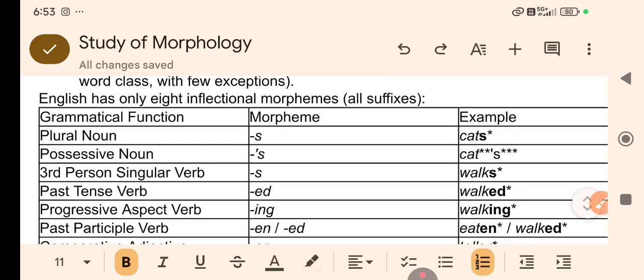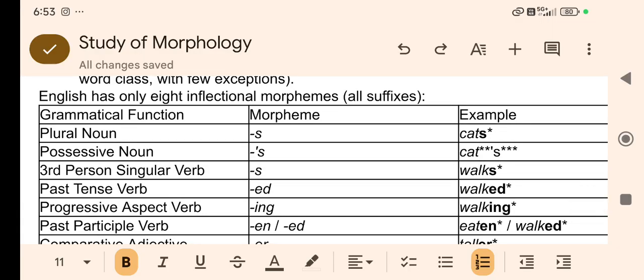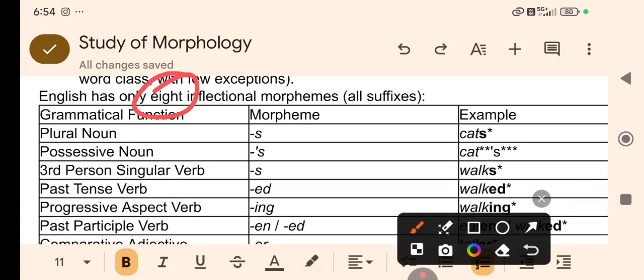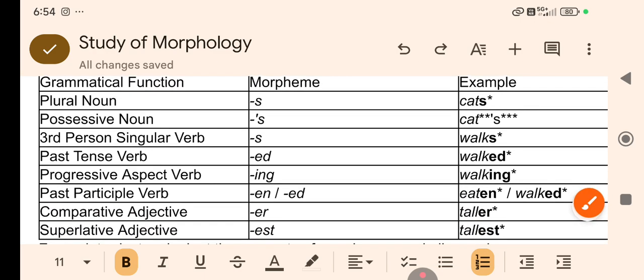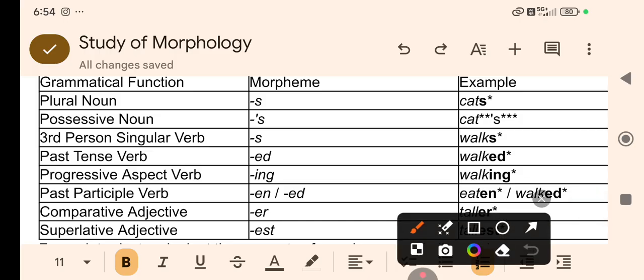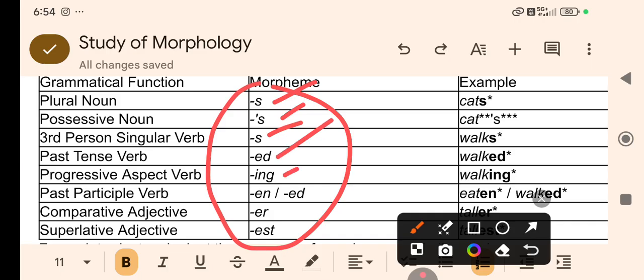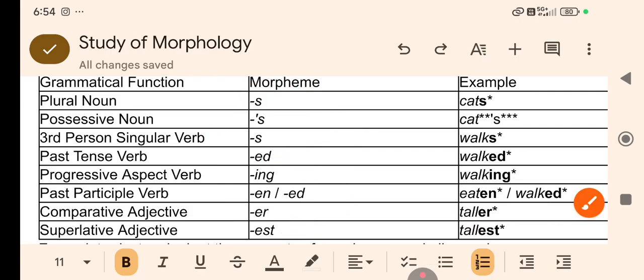English has only 8 inflectional morphemes, all suffixes. So that is important for you. 8 inflectional morphemes, and all suffixes means after the words. What are they? Grammatical function, plural noun. So these all are morphemes: s, 's, s, ed, ing, en, er and est. We'll see the examples.